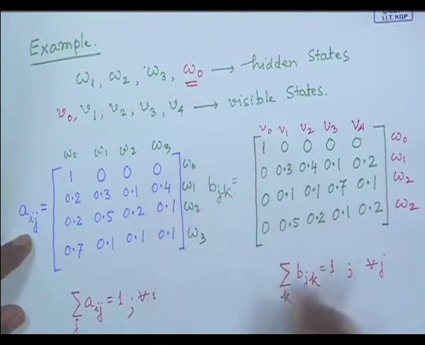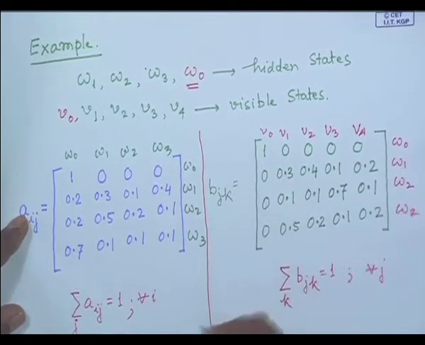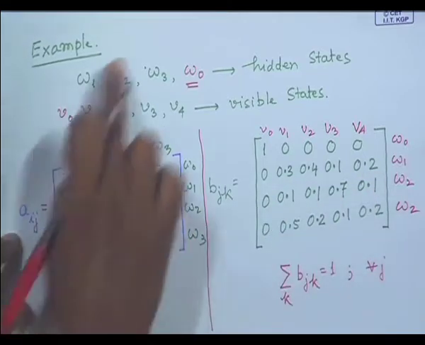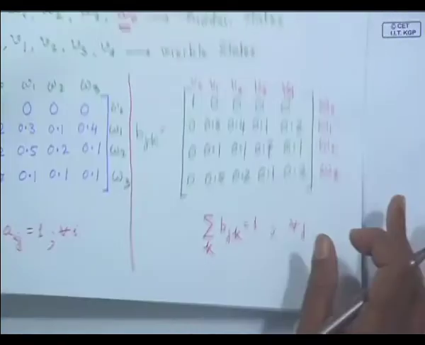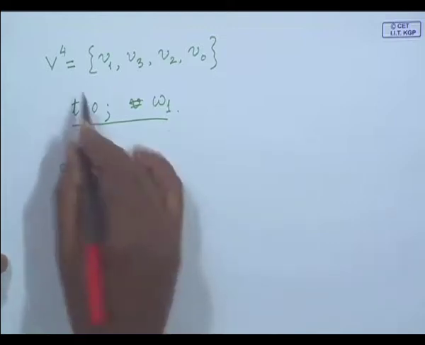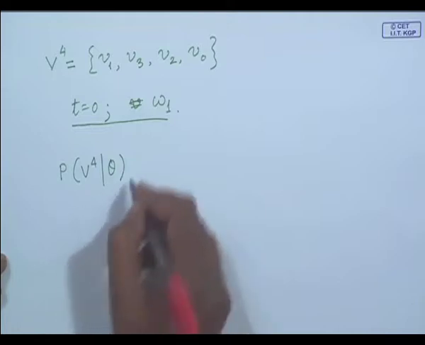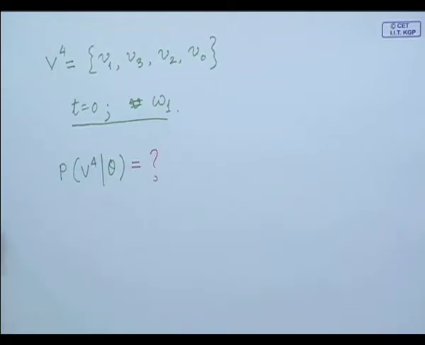Okay. So, this part is Aij. Let me just have a demarcation between these two. So, this is Aij and this is Bjk. So, these four quantities, they specify my model theta. So, what I have to find out is that given this sequence of visible states, what is the probability that machine theta has generated this sequence of visible states. So, this is what I have to find out, and that is what is my evaluation problem.